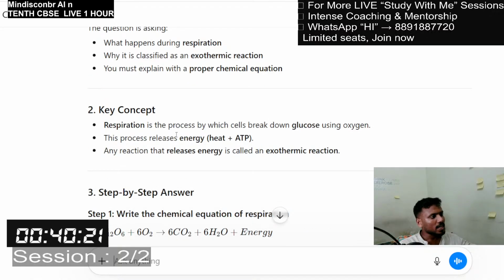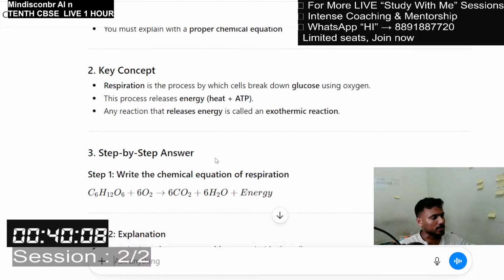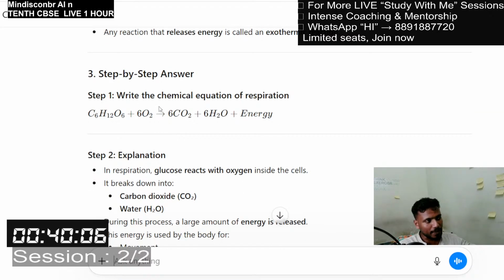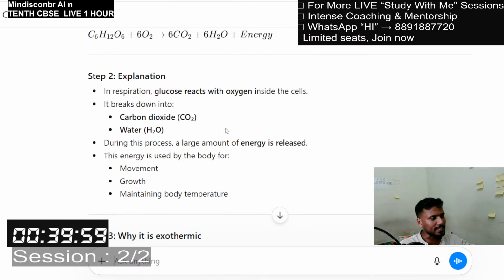Key concept. Respiration is the process by which cells break down glucose using oxygen. This process releases energy, that is heat, and ATP is released. Any reaction that releases energy is called an exothermic reaction. Step by step answer. Write the chemical equation of respiration, that is C6H12O6 plus 6O2 gives 6CO2 plus 6H2O plus energy, and explanation.